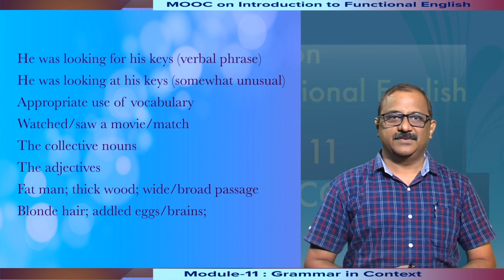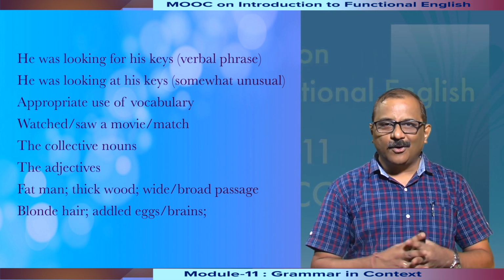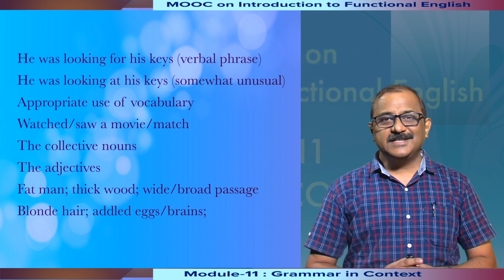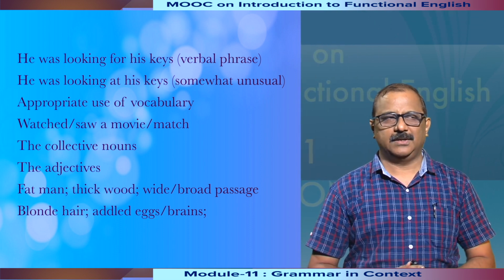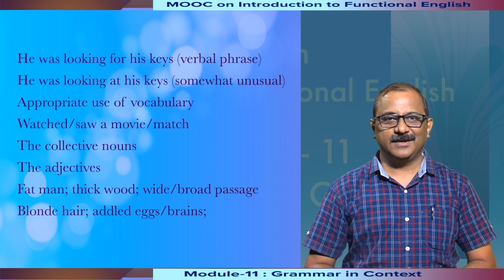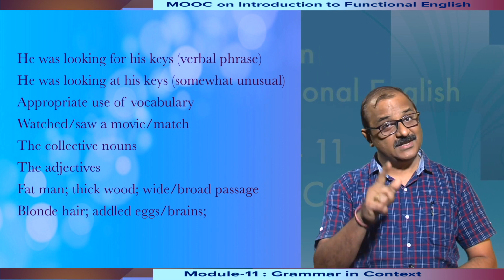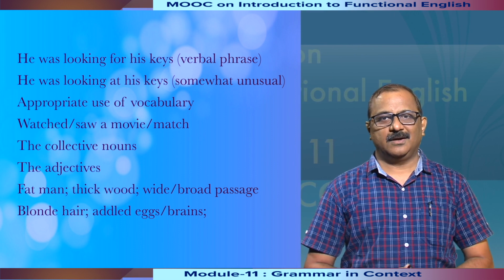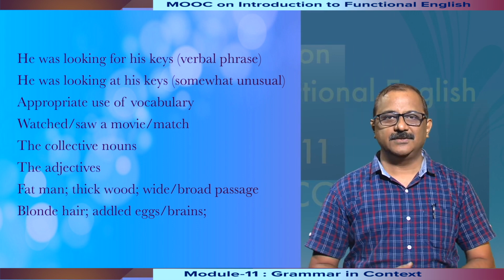Now the adjectives. Look at fat, thick, wide or broad. More or less they carry similar meanings, I'm not saying the same, but similar. But then fat is used for what? A fat man, a fat person, a fat woman, even a fat book. Thick is thick wood. Thick is used for liquids also, thick syrup, right? Wide and broad are used for roads. Wide roads, broad passage, right?